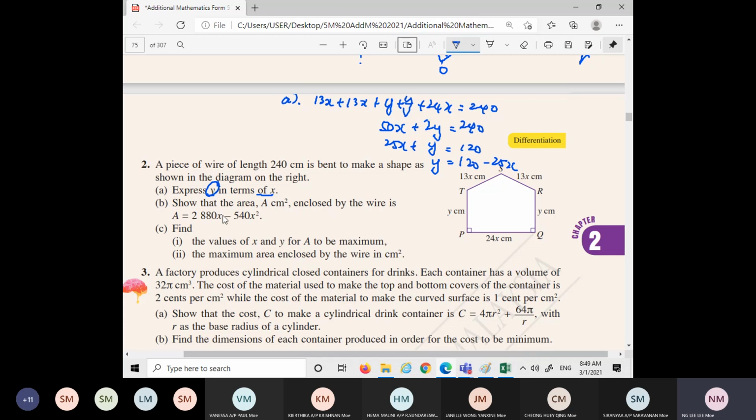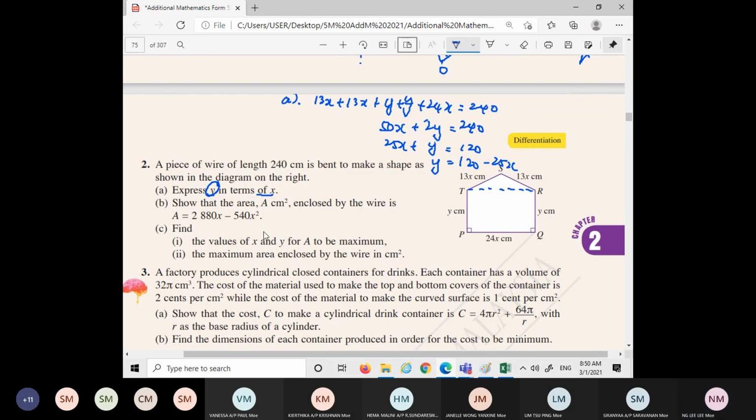But you do again, show that the area enclosed by the wire is this. How? The area. Right, Supeng, give me an idea. This shape, how to find the area? The rectangle, then you plus the triangle. So it means you cut this shape into 2. So you have a rectangle, with this as the width and this as the length.